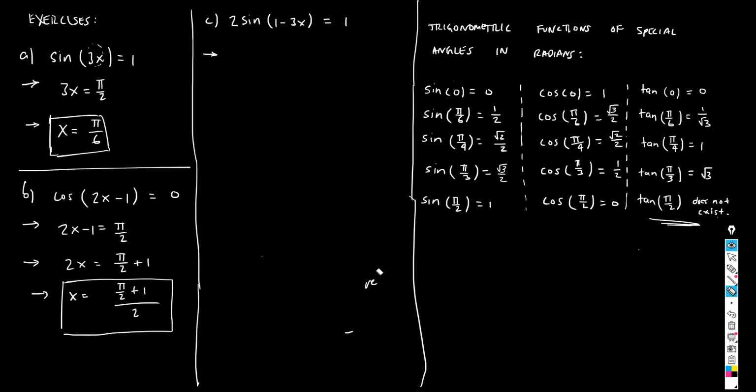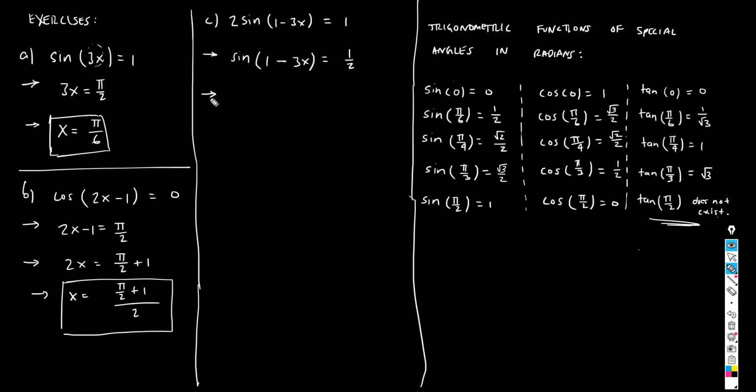So with that in mind, let's do that. What can we do? In order to have what I told you, we divide over 2, right? In order to get rid of this factor in here. So we're going to have sine of 1 minus 3x equals 1 over 2. That's what I mean: sine of some angle equals some value. And now we go to the list. Is there an angle for which the sine of such angle is equal to 1/2? There it is. Sine of pi over 6 radians equals 1/2.